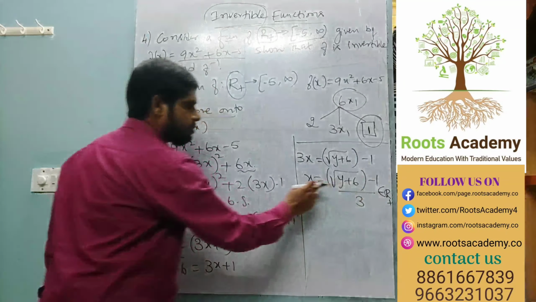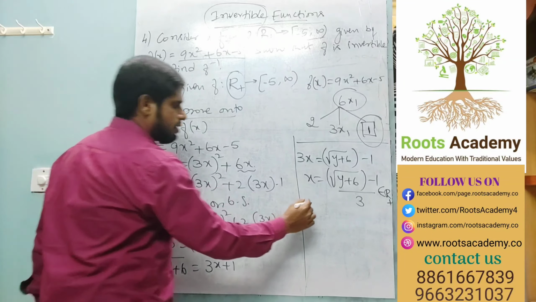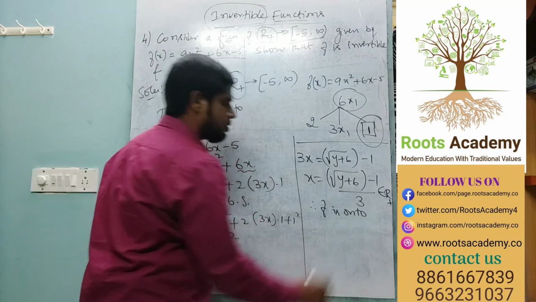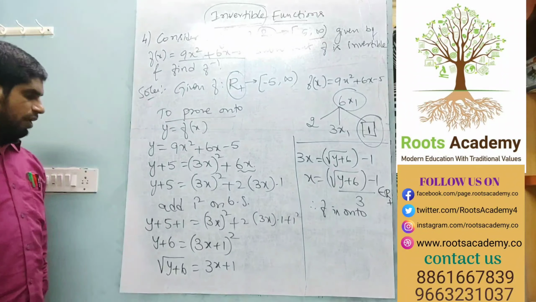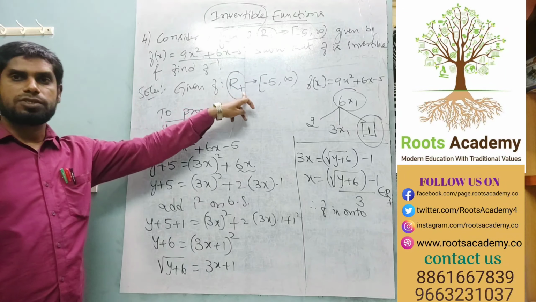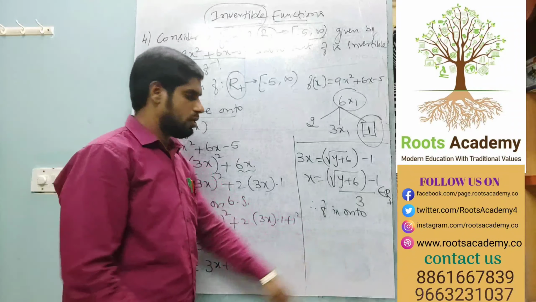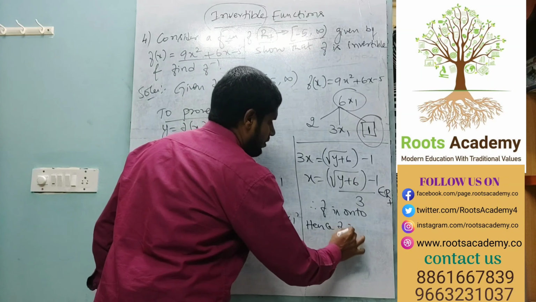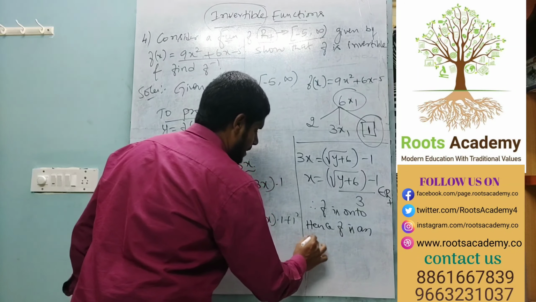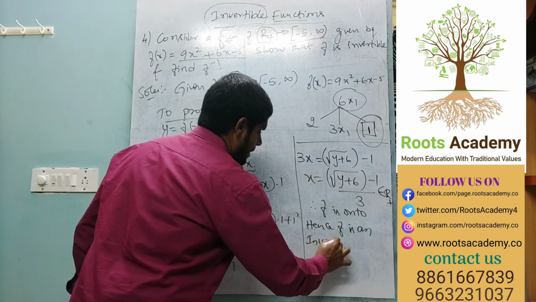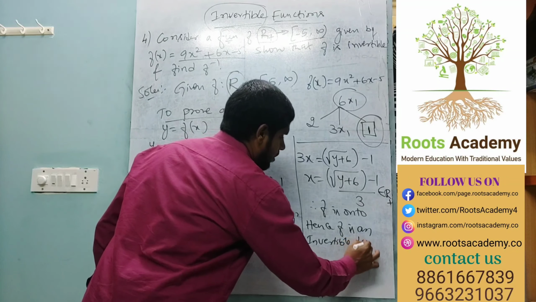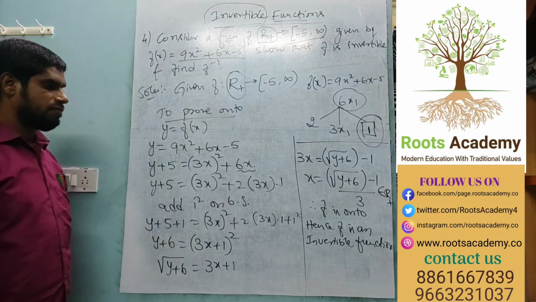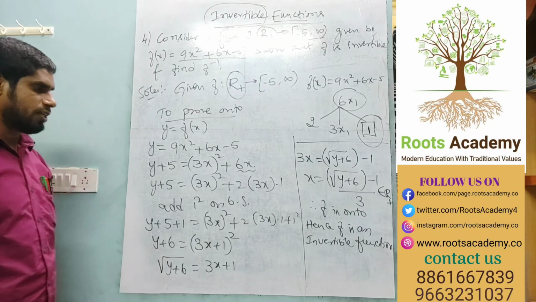When it belongs to R plus, therefore f is onto. When f is one-one as well as onto, then we can declare that hence f is an invertible function. F is an invertible function.